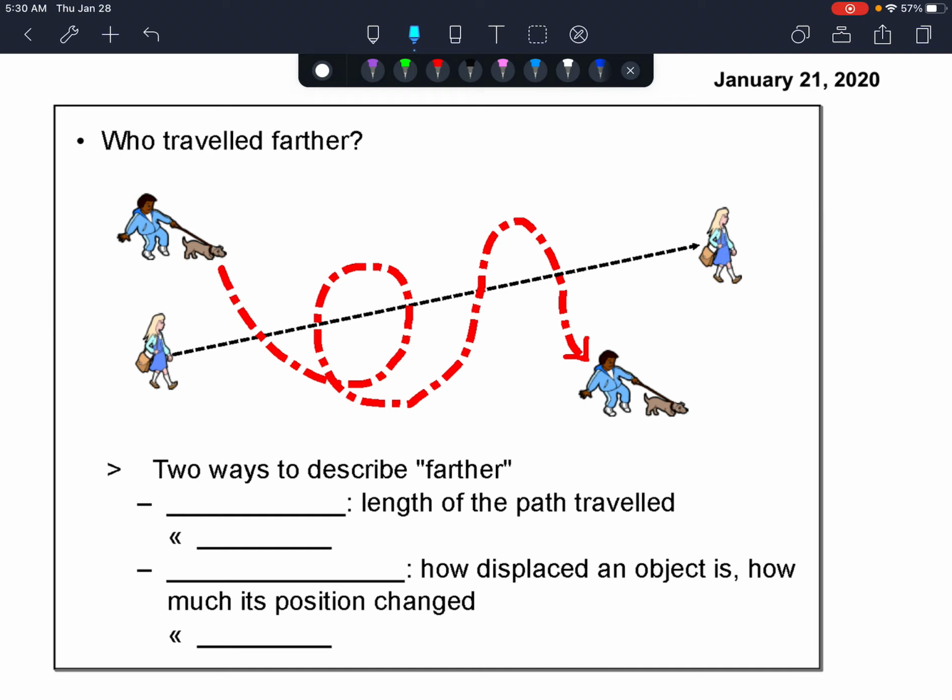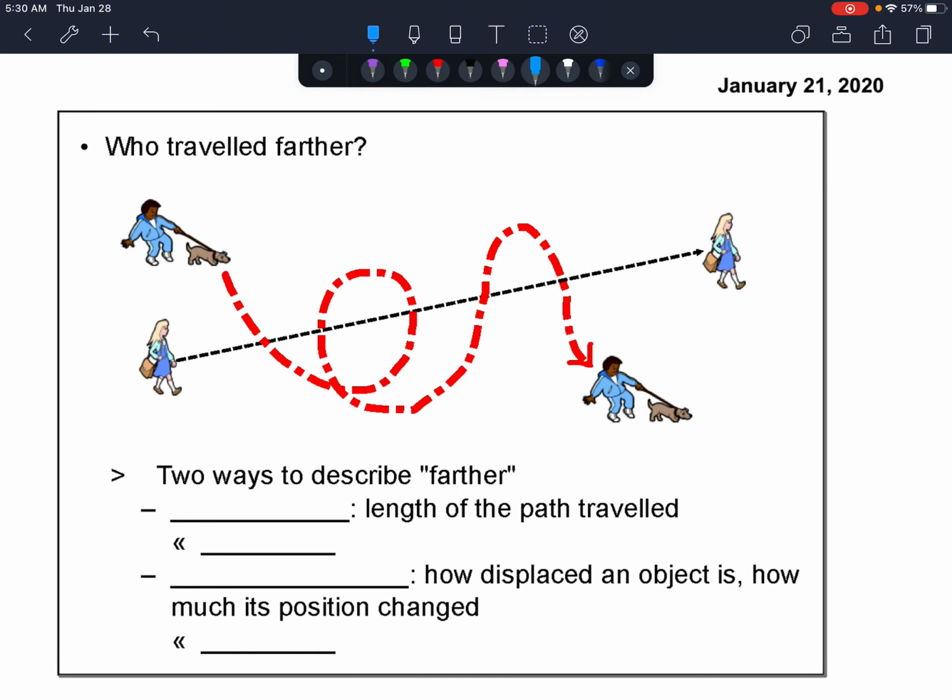So I've got this humdinger of a question that I really want you to take your time with. We've got the boy walking his dog and the girl walking home with her book bag. And they obviously took two very different paths. I want you to do this little thought experiment. Who traveled farther? Now really take your time, really ponder this, take in the picture for all that it's worth.